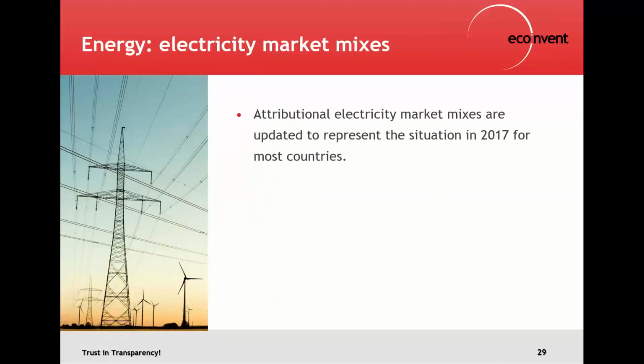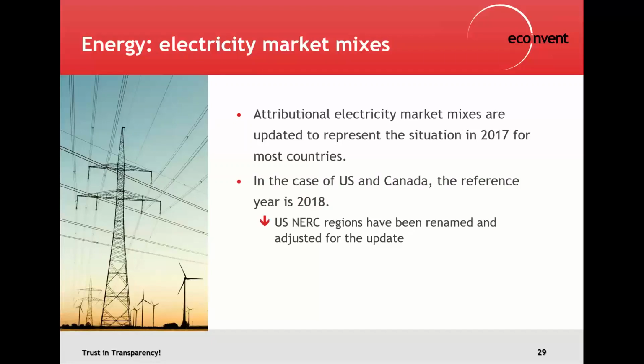As always, as we do every year, we have updated the attributional electricity market mixes. Now they represent the year 2017 for most countries. The data creation and review was done in collaboration with ETH Zurich and PSI in Switzerland. In the case of US and Canada, the reference year is 2018. The US and ASC regions have been renamed and adjusted for the update, including the deletion of the US SPP region, for example.